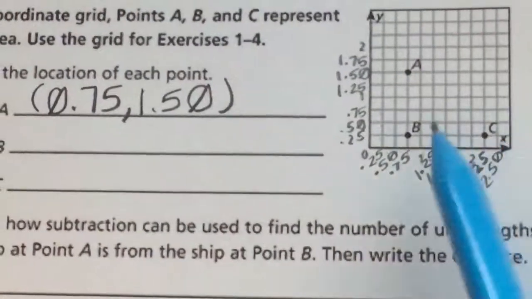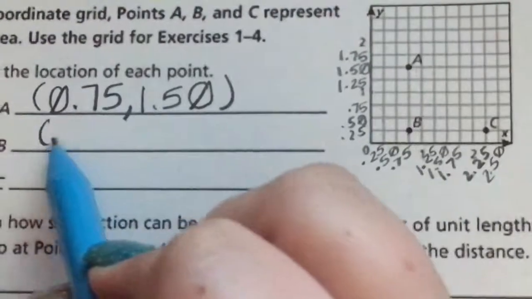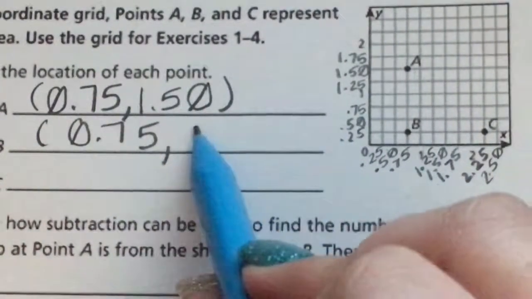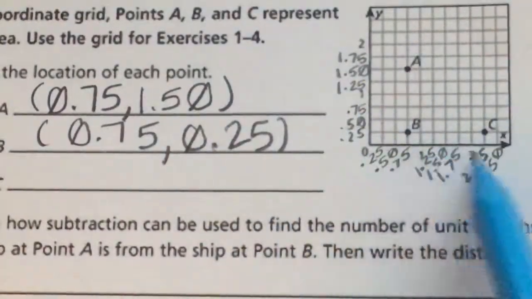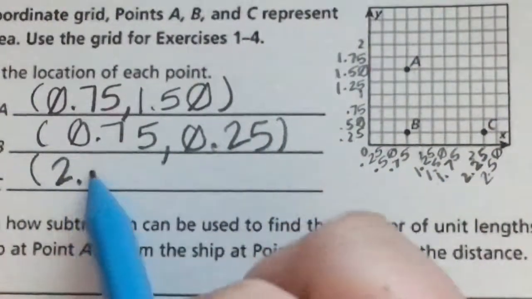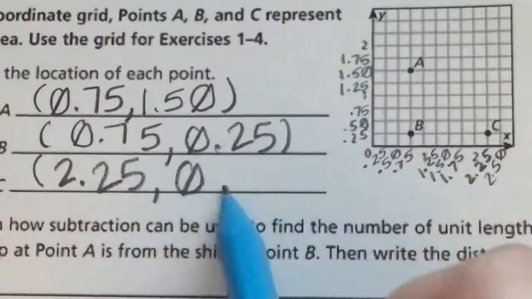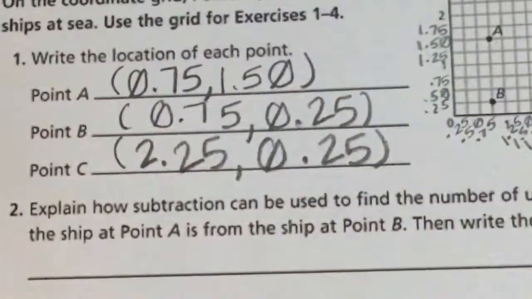So A is at 0.75, 1.5. B is at 0.75, 0.25. And this would all be in quadrant 1 because they're all positive. And C is at 2.25, 0.25. This is one of those things where I just couldn't assume each line was worth 1. I really had to think about how they're all split.